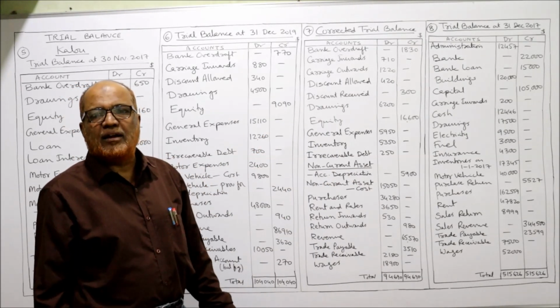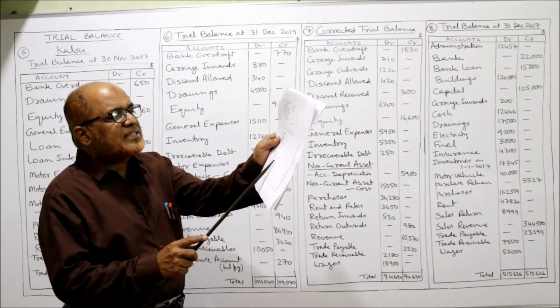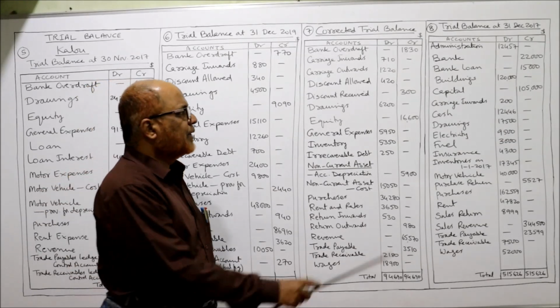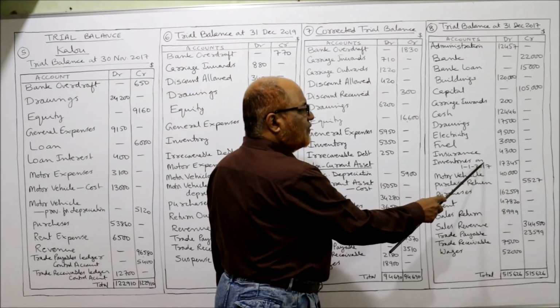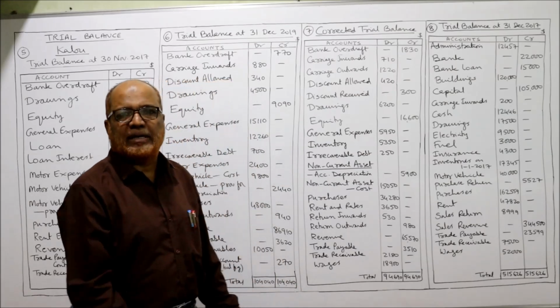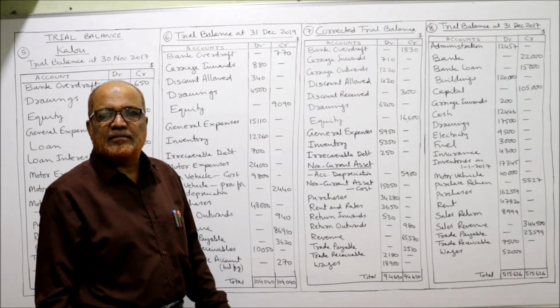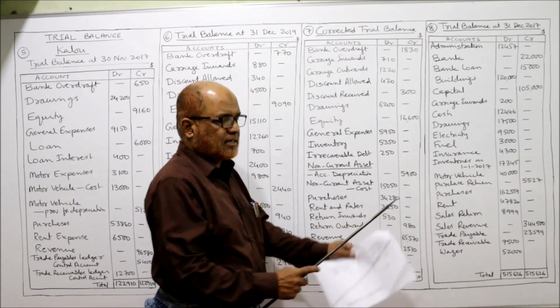We are not taking closing inventory. Opening inventory on 1st January 2017, 17,345. That we will take. So inventory 17,345. Opening inventory only we should take. Next, motor vehicle is an asset. Debit column. Motor vehicle, asset.